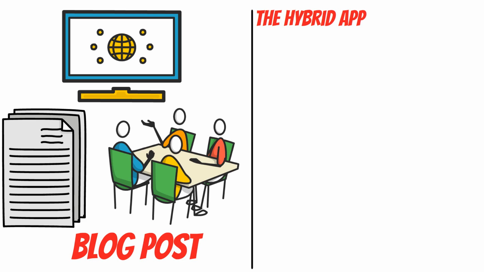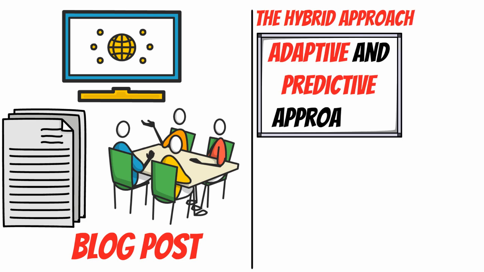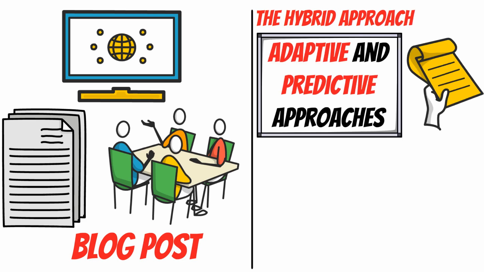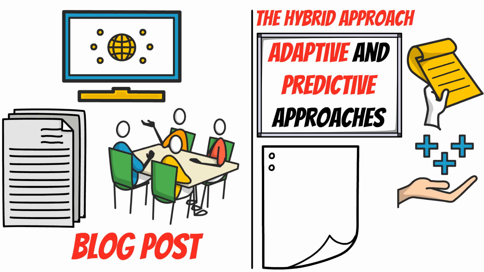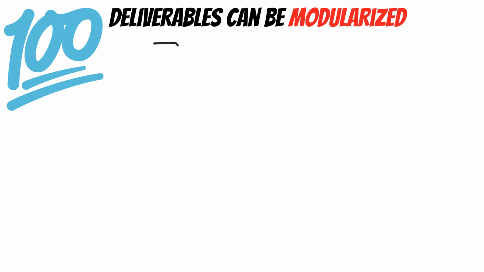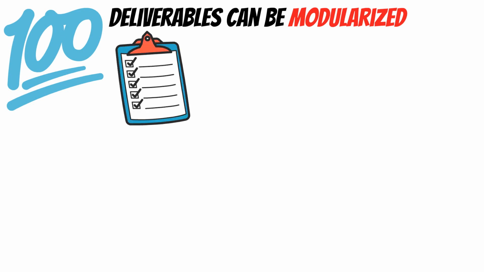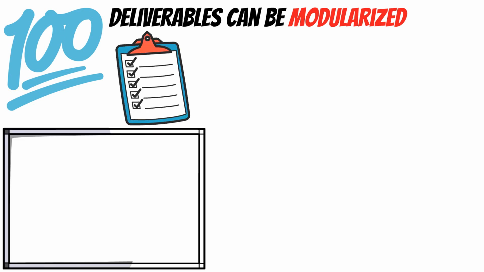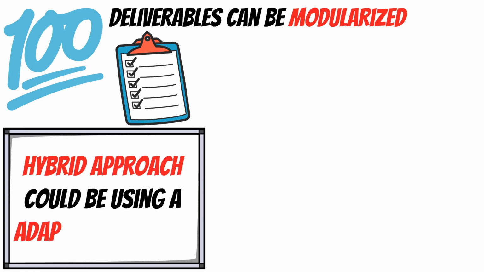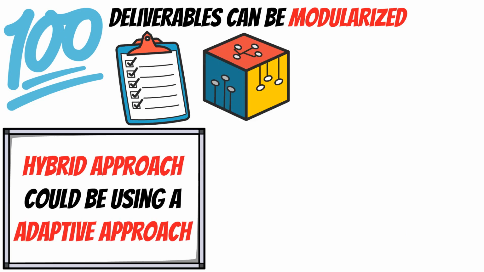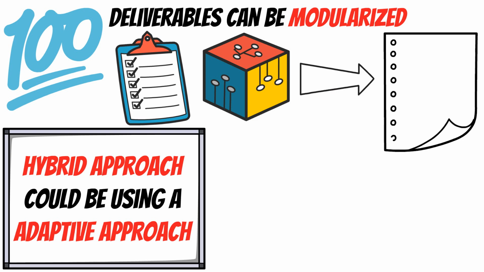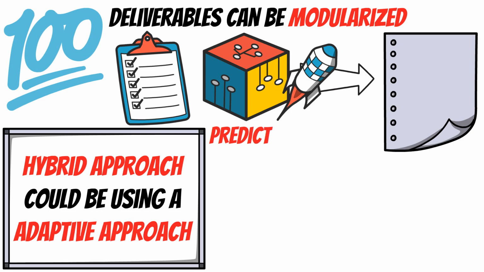The hybrid approach is a combination of adaptive and predictive approaches, meaning that there are some elements from a predictive approach that would be beneficial for the project, and some elements of the adaptive approach are used. This method is useful when deliverables can be modularized or when there are deliverables that different project teams can develop. An example of a hybrid approach could be using an adaptive approach to develop a product that has significant uncertainty associated with the requirements, but the deployment of the product can be done using a predictive approach.